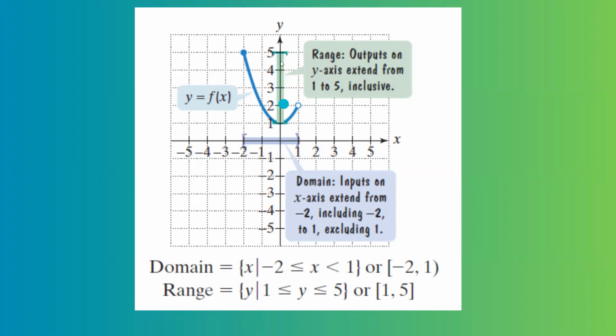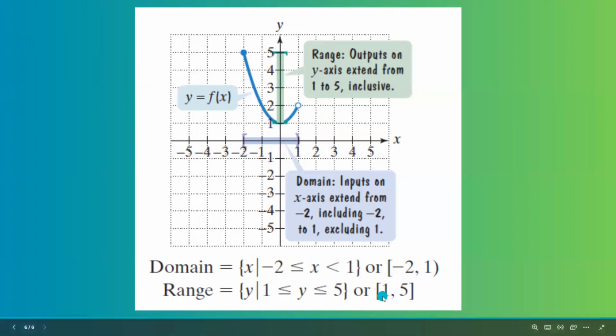The range on the y-axis starts at 1 and it stops at 5. All of these numbers are in the range of the function. These are all output values. It extends from 1 and it stops at 5. 1 and 5 are included. So we use the closed interval 1 to 5.